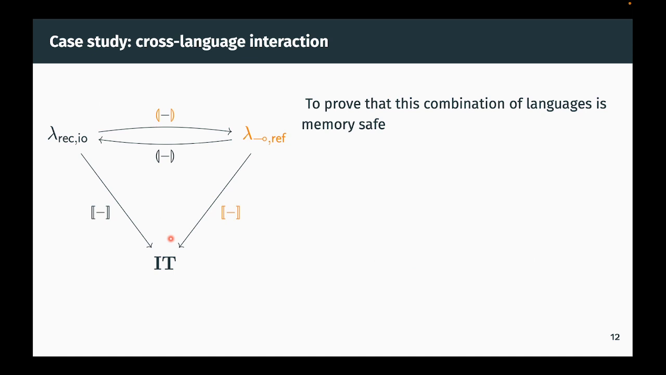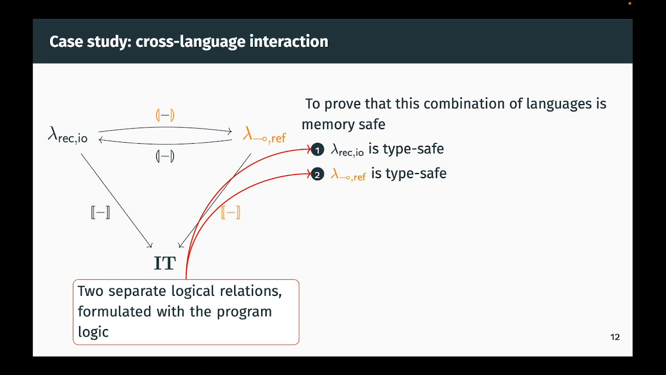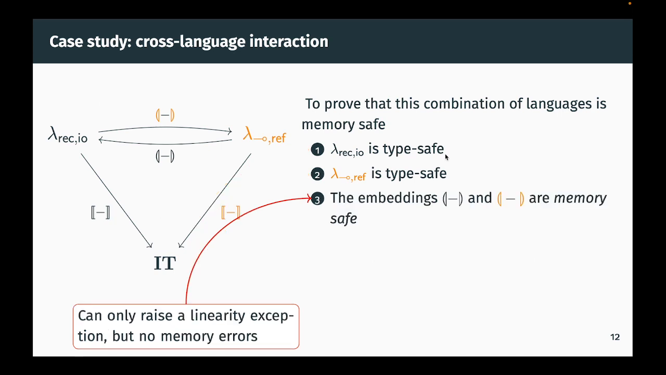Now the question that we want to settle about this system is that we want to prove that this combination of languages with the embeddings is memory safe. And this is how we do it. First of all, we prove separately that the interpretation of the two separate languages is safe. We do this by constructing two separate logical relations models using the program logic that we described before, completely independently of each other. Then we prove that the embedding functions actually move those things between the models in a memory safe way.